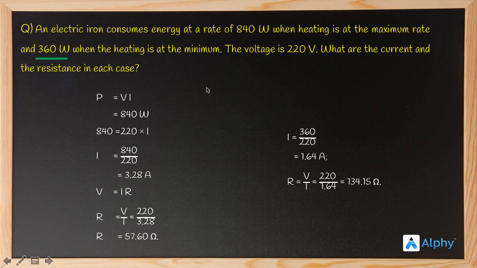So the current when it is heating at the maximum is 3.28 amperes and resistance at maximum is 57.60 ohms. And what is the current and resistance at minimum heating? At minimum heating, the current is 1.64 amperes while the resistance is 134.15 ohms.